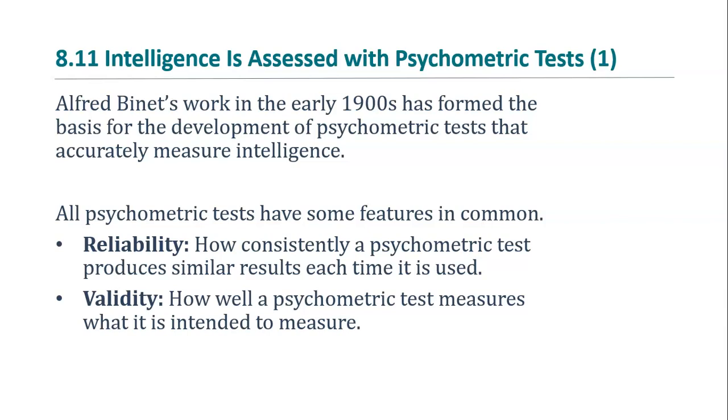Reliability refers to how consistently the test gives you the same answer. So an IQ test that was reliable would give you a similar IQ score for the same person each time they took the test, barring any kind of change in their brain functioning. Validity is how well the test measures what it's supposed to measure. So for example, if I had a scale in my bathroom that told me I weighed 100 pounds every day, it would be perfectly reliable, but it would not be valid because I do not weigh 100 pounds.